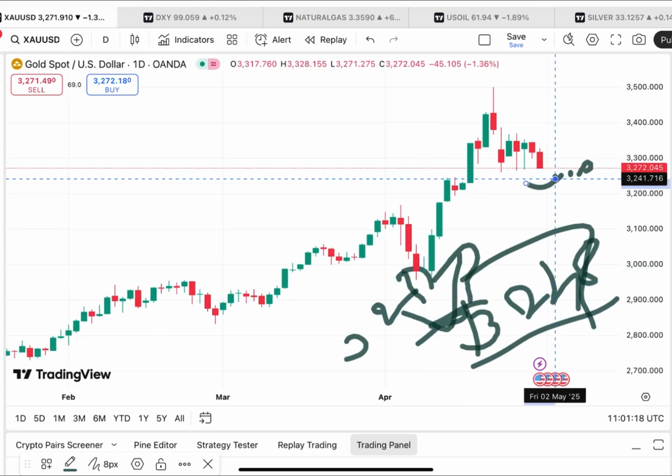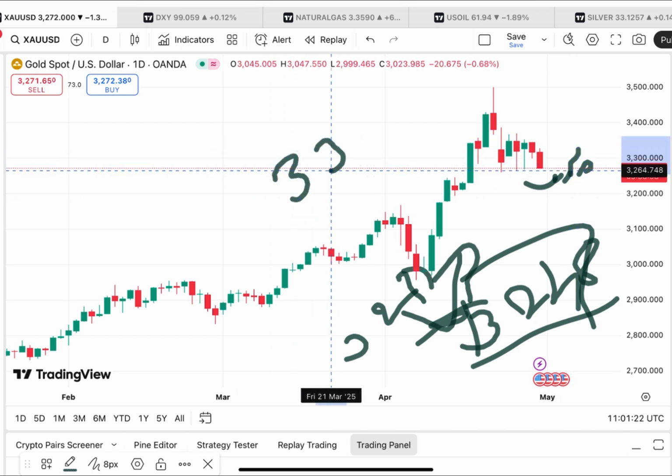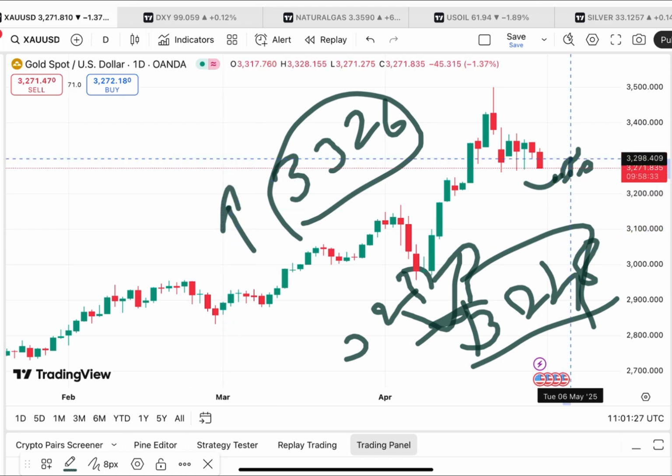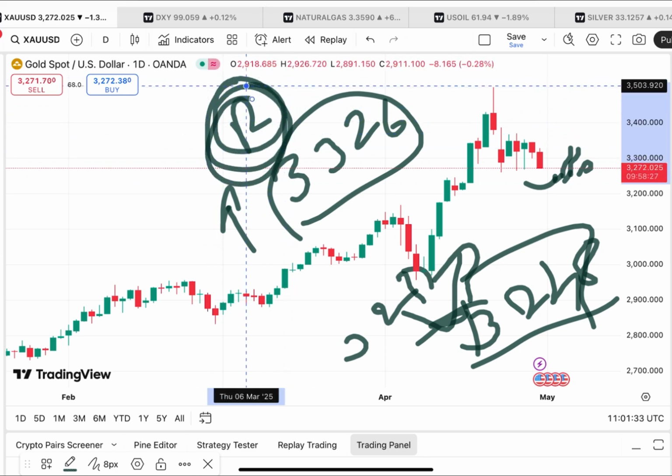But if the price sustains above this level and goes above a level of around 33.26, then only can we see a further rise, because we can see on the day-wise chart this resistance. So if the price sustains above this resistance, then only will there be a further rise.